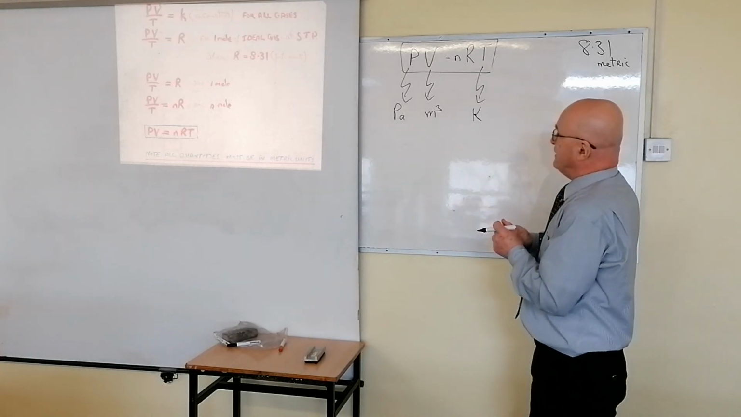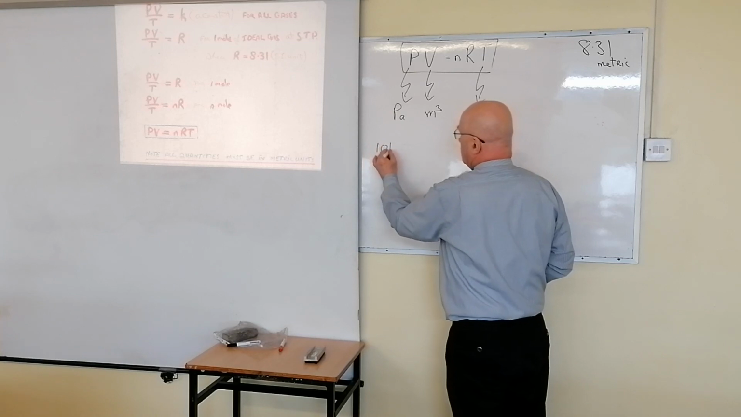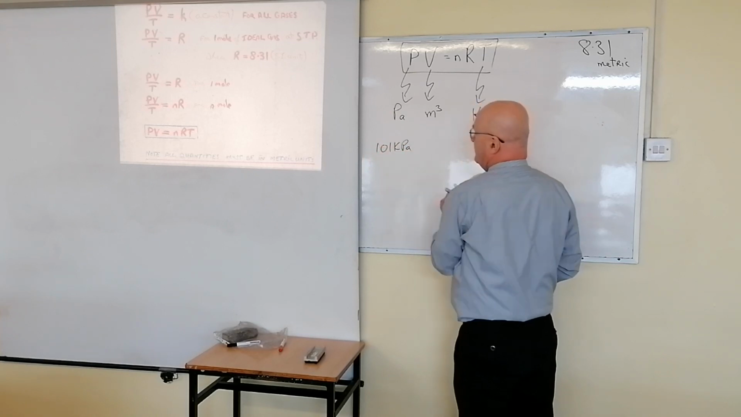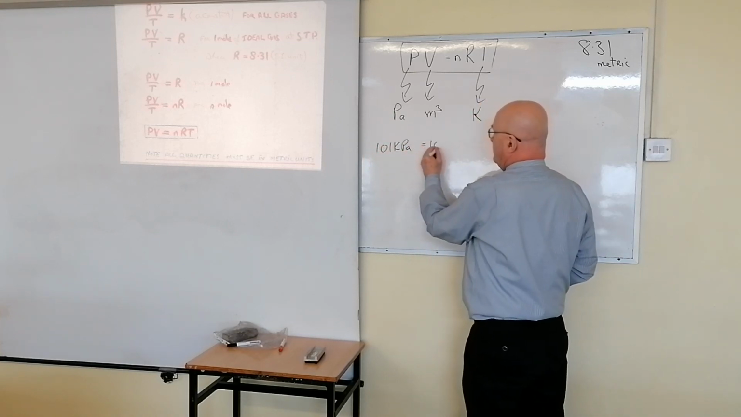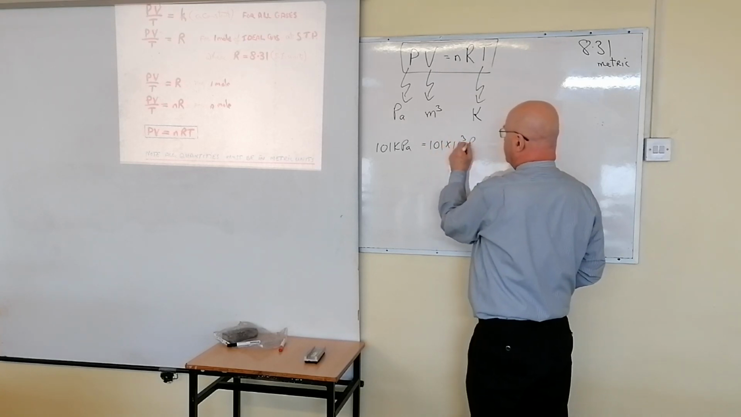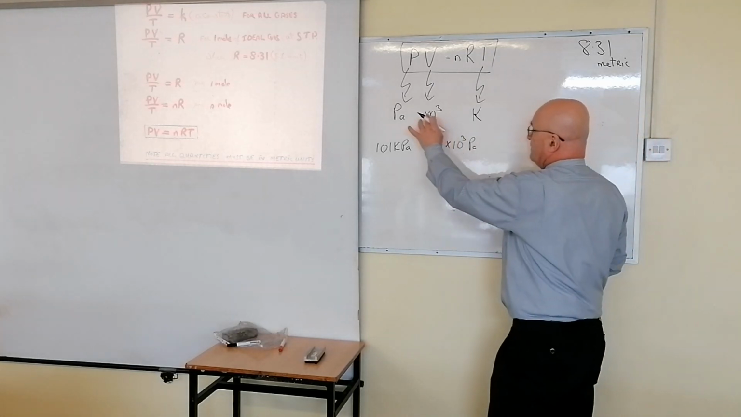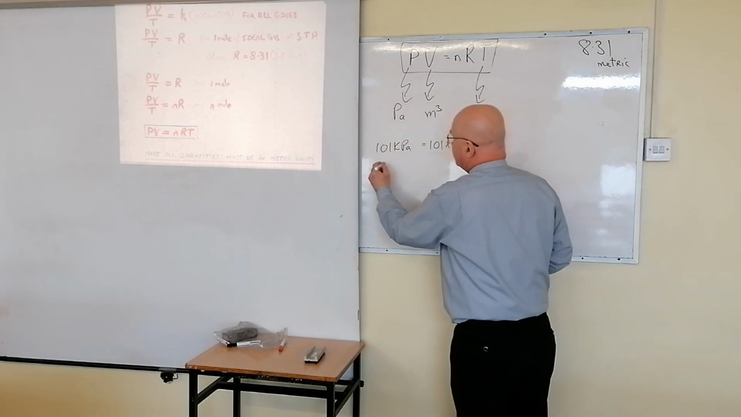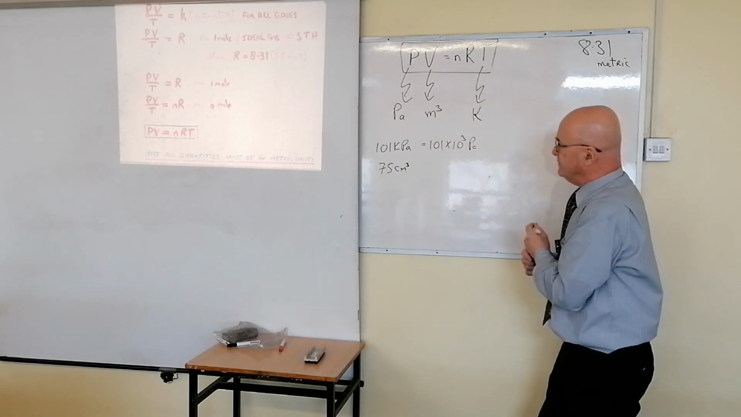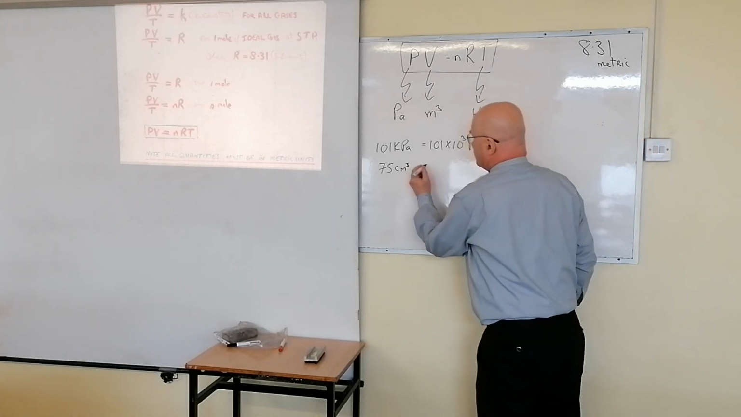And always list your data, okay? So I'm reminding you, if you got something like 101 kilopascals, you'd write that as 101 times 10 to the power of 3 pascals. And that's exactly how you'd write it in the exam. And supposing you got 75 centimeters cubed. Can you read that, okay? If you were given that, you'd have to convert it to meters cubed.